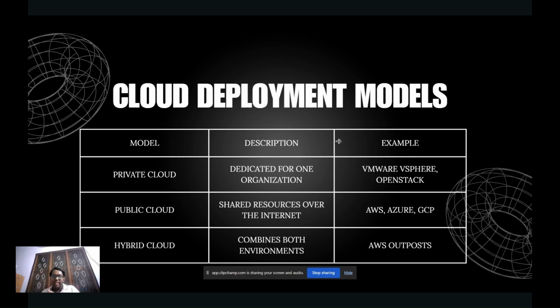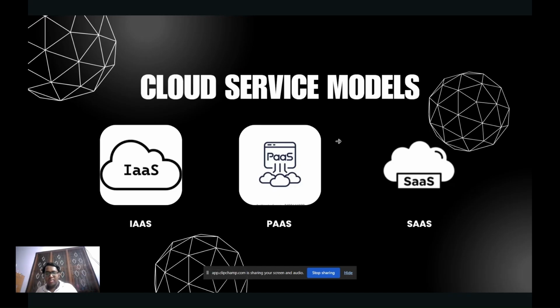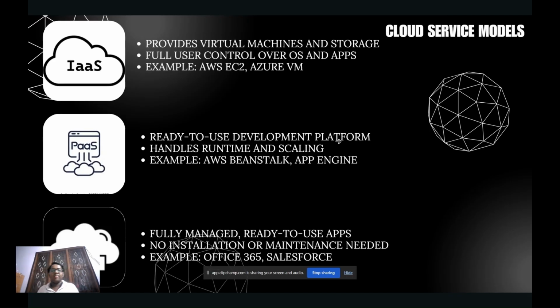You can keep the critical resources in private, and those which can be shared with the open world in public, so that it is scalable and secure. The things which are secure can be kept secured like that. An example is AWS Outposts. And there are three service models: IaaS, PaaS, SaaS, the famous ones.